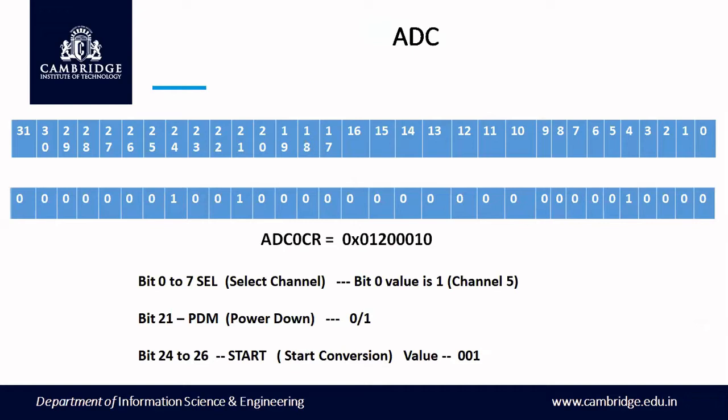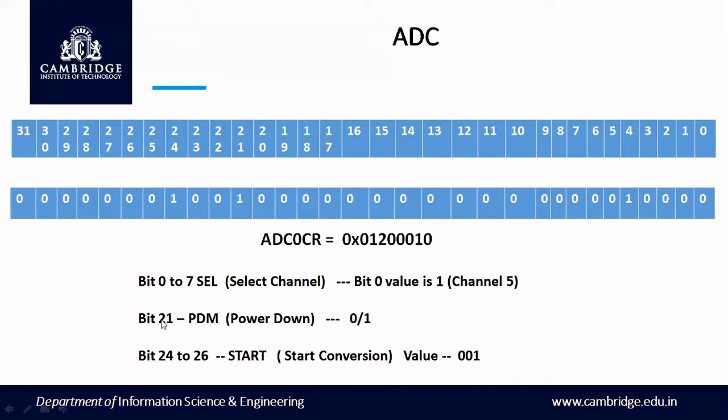Another important bit you need to remember here is bit 21. Bit 21 is PDN, that is power down. The value will be either 0 or 1, that means whether the power is on or off. In bit position 21, the value should be 1 to indicate that power is on. So bit 21 is important.